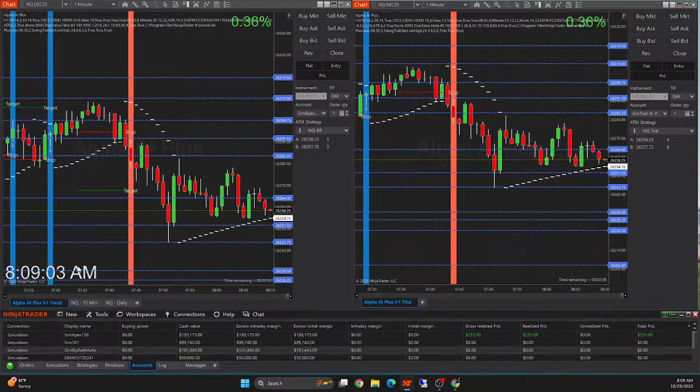Positions, no? We did well on the first short signal on both the fixed and times. Yep. That's it.